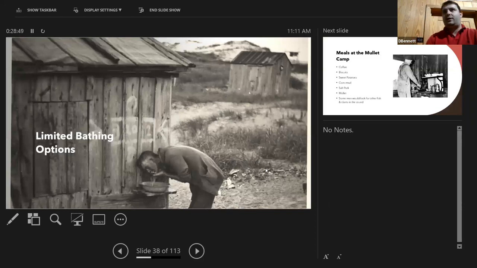So lifestyle out there, you have very limited bathing options. Men were often bathing out of buckets or pails. Sometimes they go out in the sound or the ocean to wash down.